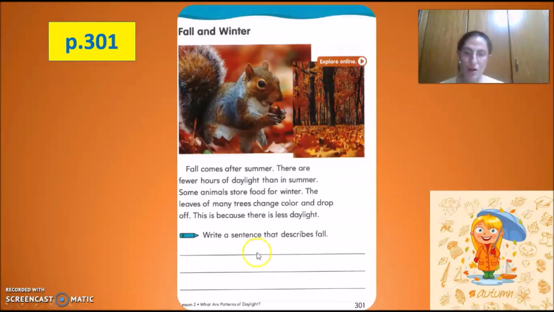Great. Write a sentence that describes fall. So, which sentence in this paragraph describes the fall season? Fall comes after summer. There are fewer hours of daylight than in summer. Some animals store food for winter. The leaves of many trees change color and drop off. This is because there is less daylight. So, we listen up carefully. Write a sentence that describes fall. When they say describes, it means it tells us about the fall season. What is it like? What does it have? When does it start? When does it end? Okay, so let's check and see. Which sentence in this paragraph tells us about the fall?